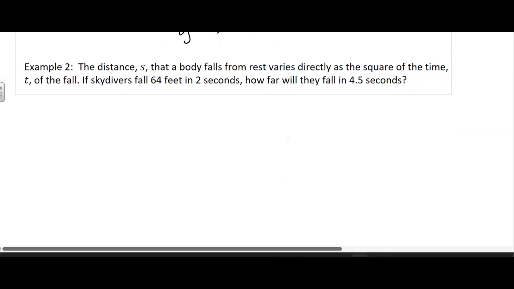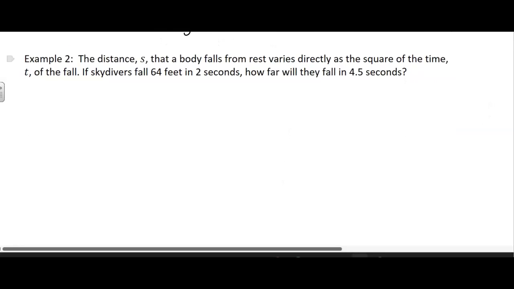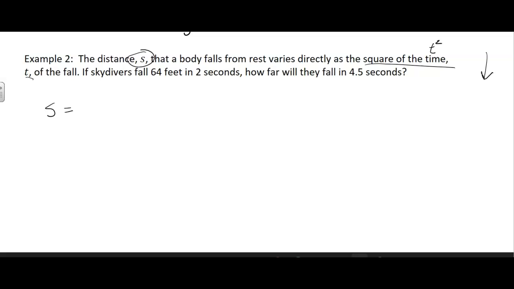Okay, so the distance s, where the body falls from rest, varies directly as the square of the time t of the fall. So something falls out of a plane, so the skydiver jumps out of the plane. So he's at rest, he jumps out, and how far he falls is related to the square of time. So here comes the relationship: s, the distance that he falls, is equal to k t squared. And the big difference here is it's not just directly as the time, but rather the square of the time. So you've got to go t squared.